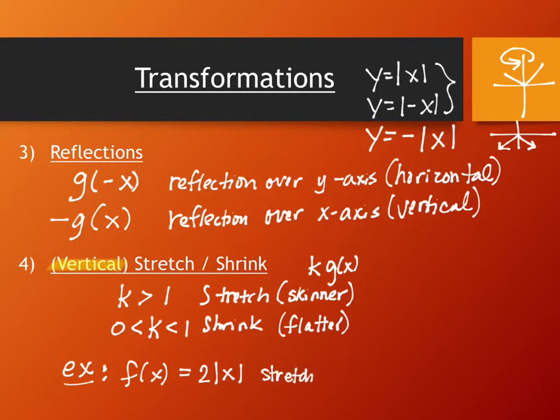And if the number in front had been a fractional value, so I'll just use 1/2. Instead of going up 1, right and left 1, I would actually go up 1/2, right and left 1. So it ends up broadening out the picture instead of making it as tight as it was before. So this is a shrink.